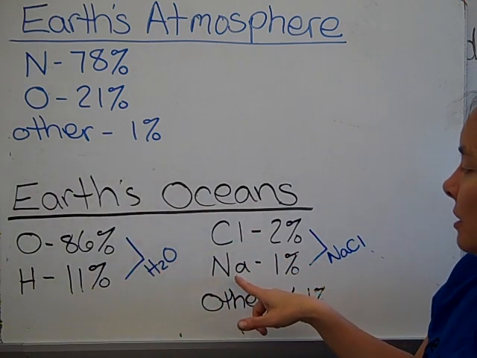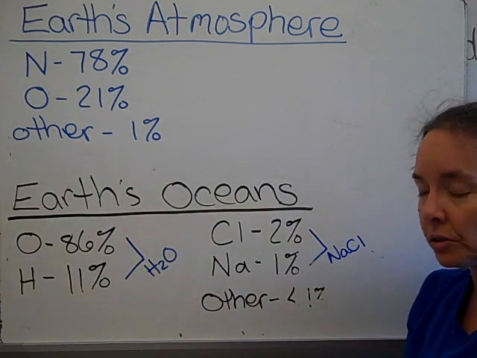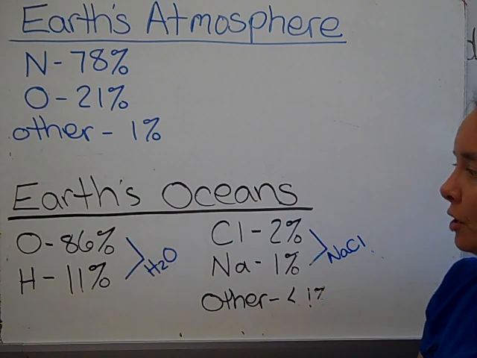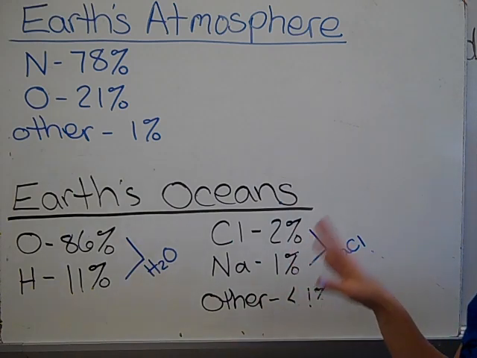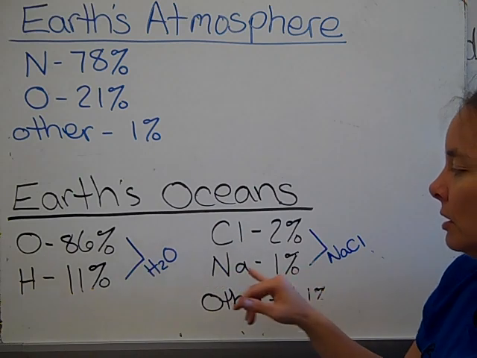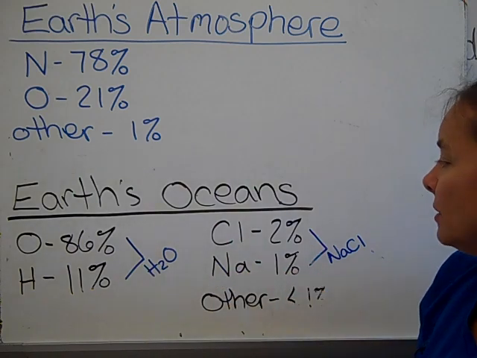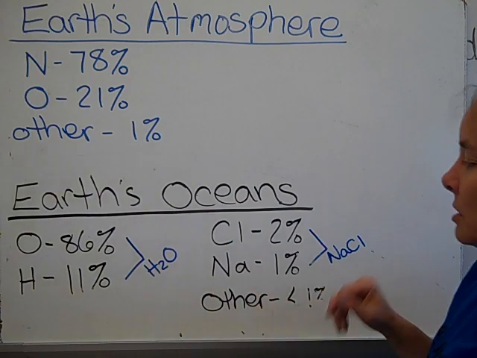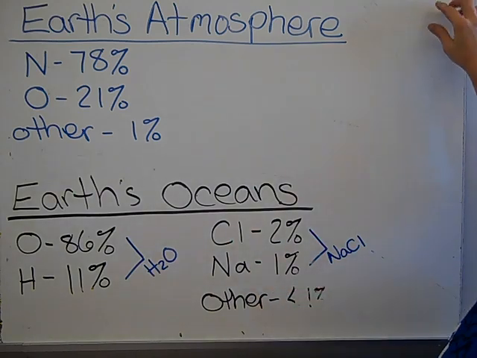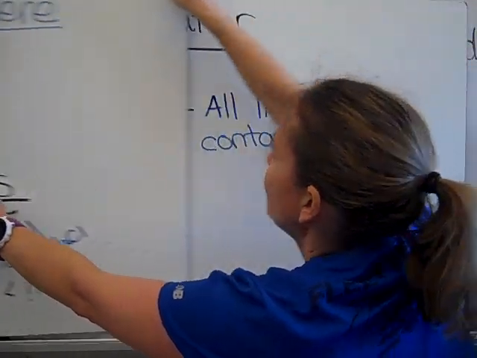And the chlorine and the sodium make sodium chloride, and that's the salt. So salt water found in the ocean. So the ocean is almost entirely oxygen, hydrogen, chlorine, and sodium, with just a tiny little bit of other stuff. I did round these numbers, so if you add them all up, I believe they come to a little over 100%, but that's because I rounded them.